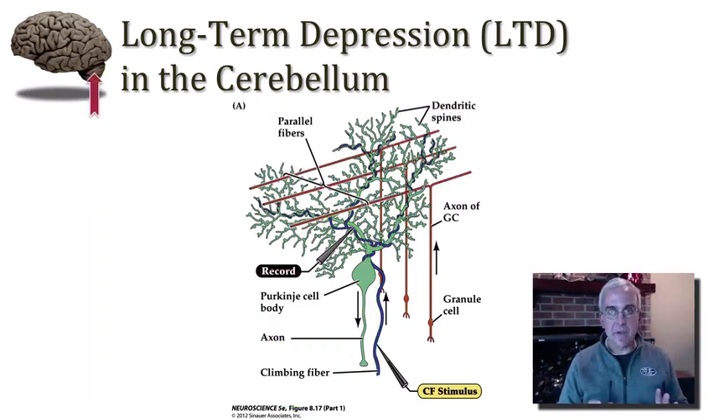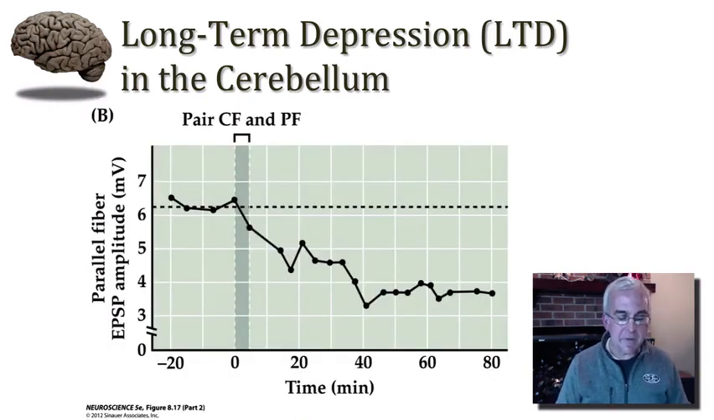So again, we're thinking about the cerebellum. Just want to emphasize that point, not the cerebral cortex. So let's see what the phenomenon actually is. So the pairing of activity between the climbing fiber and the parallel fiber is what causes the depression in the strength of the connection between the parallel fiber and the Purkinje cell.